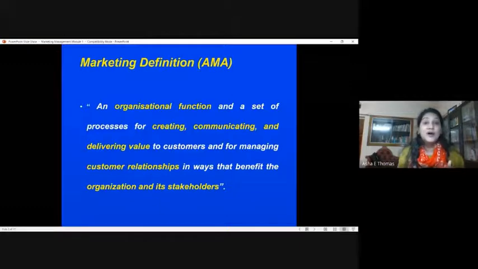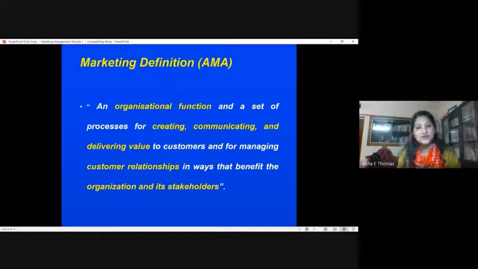That is also part of marketing. So the first thing we will be understanding is it's an organizational function which includes creating, communicating and delivering value to the customer, and also for managing customer relationship in ways that benefit the organization and its stakeholders. Now, who are the stakeholders? Organization, of course, the company.